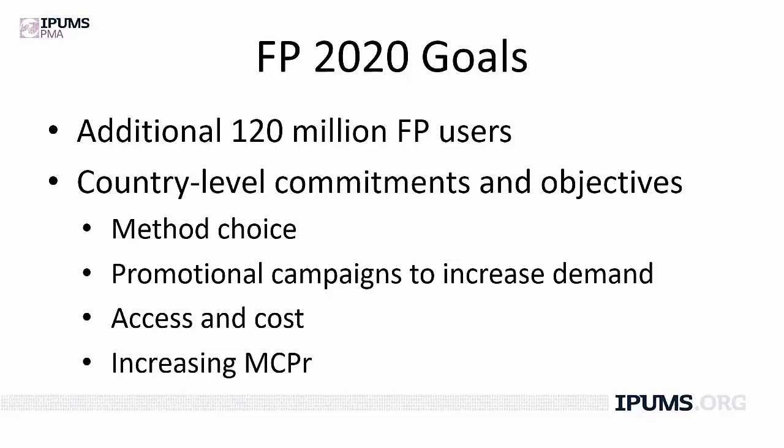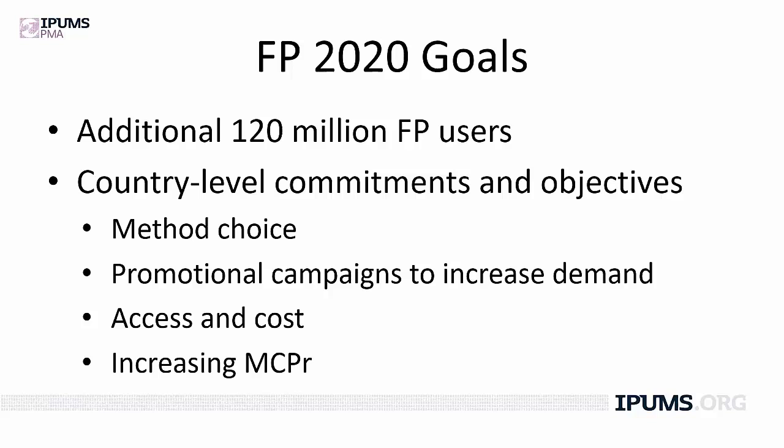The FP 2020, or Family Planning 2020 goals, came out of the London Family Planning Summit of 2012. The overall goal of the summit was to reach an additional 120 million women using family planning by the year 2020. Individual countries, NGOs, and private sector organizations also made commitments and set goals. Some examples of country-level commitments are increasing method choice, organizing campaigns to increase demand for family planning, increasing access, and reducing the cost of family planning services.